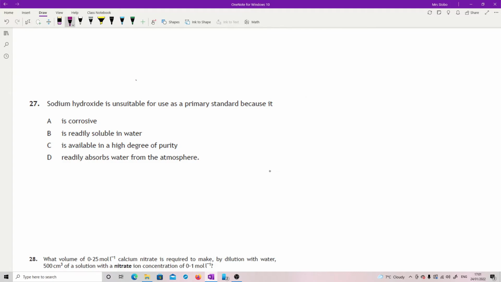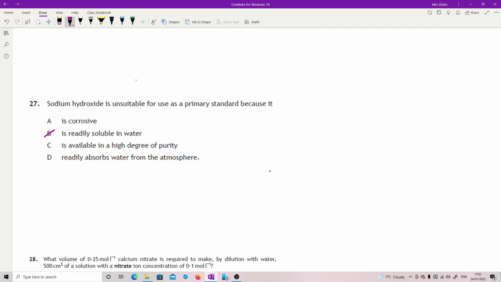Okay, 27. Sodium hydroxide is unsuitable for use as a primary standard because it. Okay, so primary standards have to be completely soluble in water. But this one they're saying it would make it unsuitable for use, it would make it really suitable that it's readily soluble. So it's not that, okay?